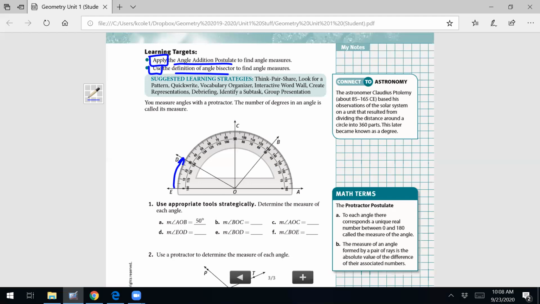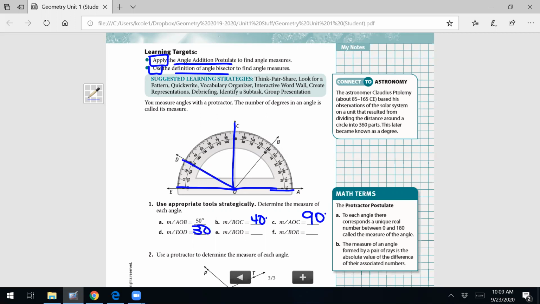So if we look at the first one, they've got AOB. Okay, so AOB is here, and they're saying that's 50 because this mark is at 0 and this mark is at 50. Okay, then we've got BOC. So B is at 50, C is at 90. So what is that? 40. That's 40 degrees. Okay, AOC. What's that? That's 90 degrees. Okay, EOD. That's 30 degrees.